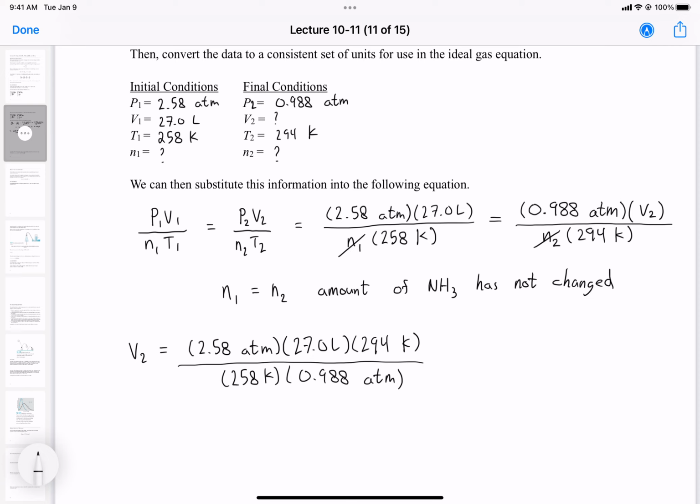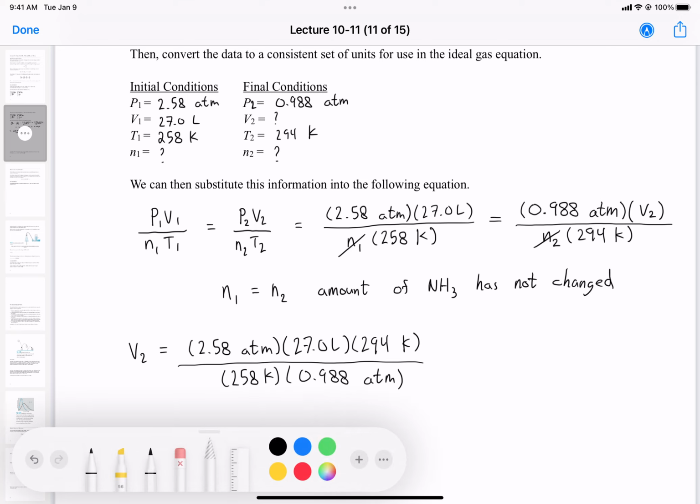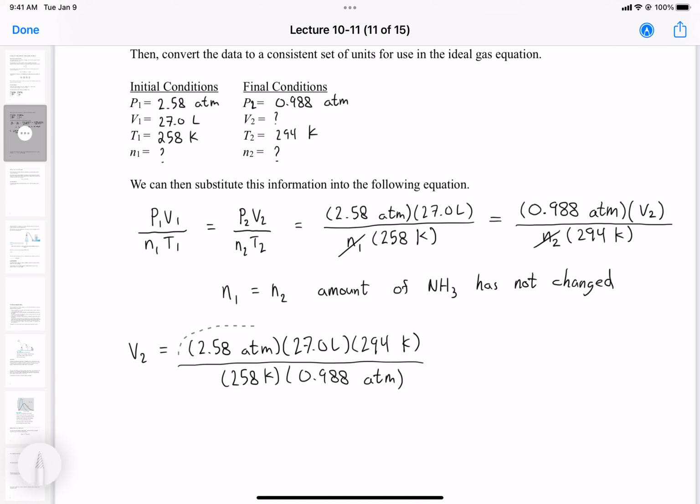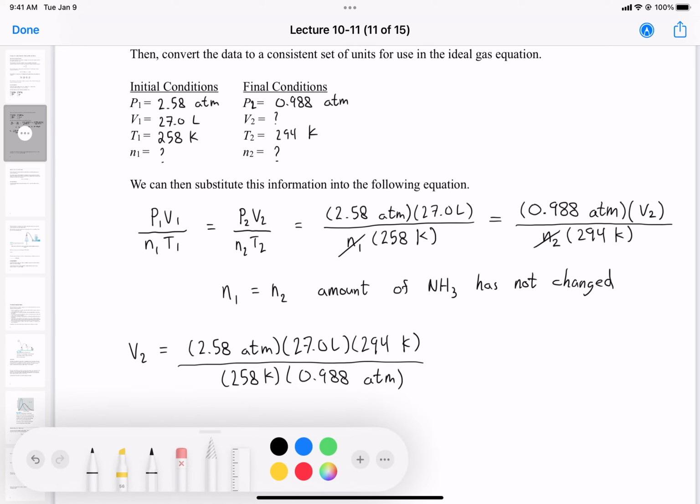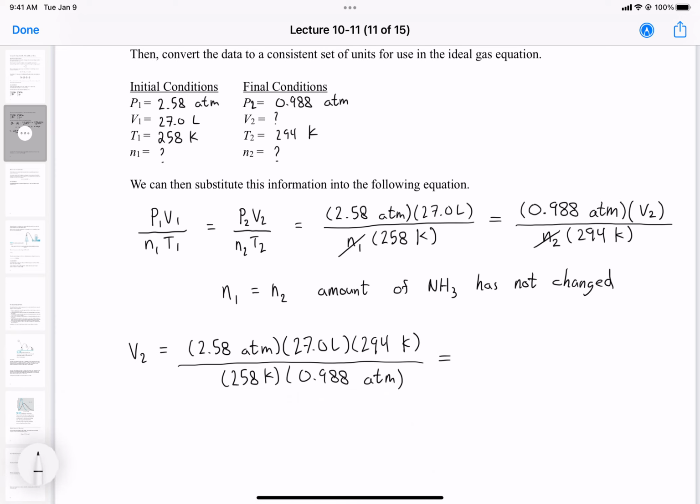So you see here the ratio of the pressures. It's going to a lower pressure, so volume should increase. And if we look at the temperature, it is increasing, so temperature should also cause the volume to increase. So we should see an increase in volume as our final answer. And if we calculate this, we get a final volume of 80.3 liters.